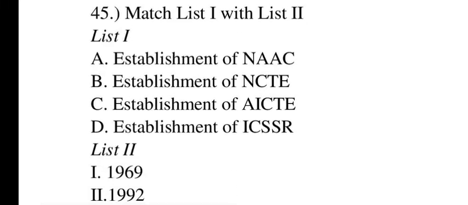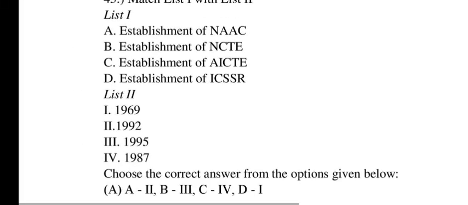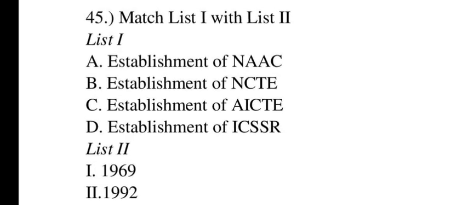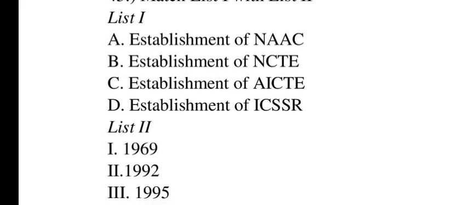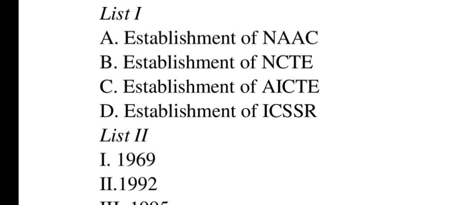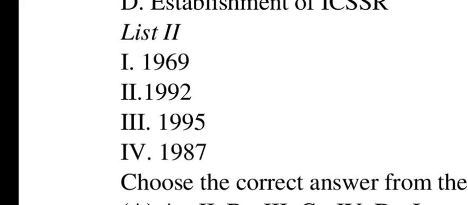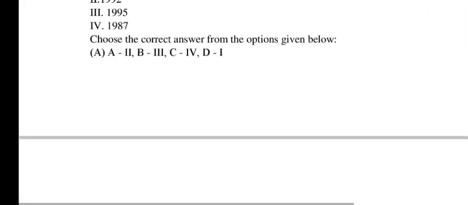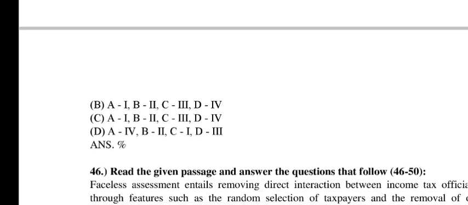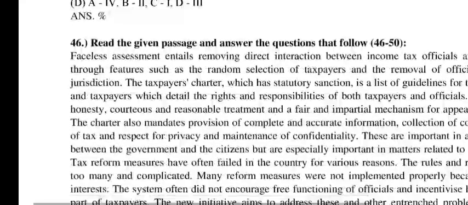So for 45, I will read the question, but I have not got the answer as per my research. Match list 1 with list 2. In list 1 we have A, establishment of NAC, B, establishment of NCTE, C, establishment of AICTE, D, establishment of ICSSR. In list 2 we have 1969, 1992, 1995, 1987. Now choose the correct option from those like: A2, B3, C4, D1; A1, B2, C3, D4; A4, B2, C1, D3.